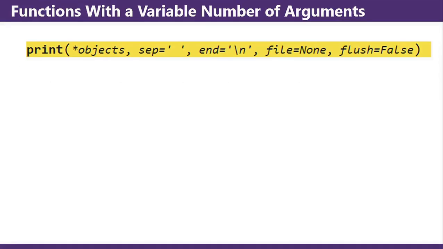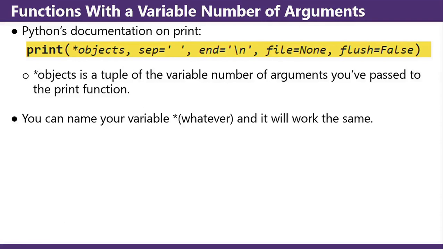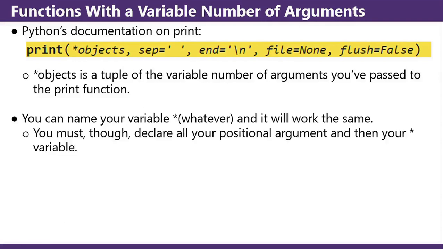Functions with a variable number of arguments. Python's documentation on print: star objects is a tuple of the variable number of arguments you've passed to the print function. You can name your star variable whatever and it will work the same. You must, though, declare all your positional arguments and then your star variable.